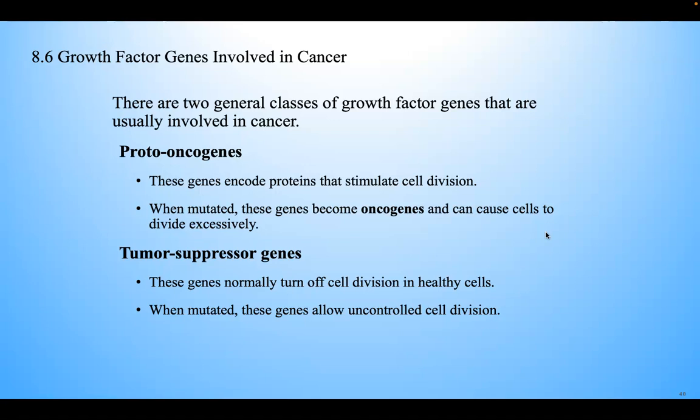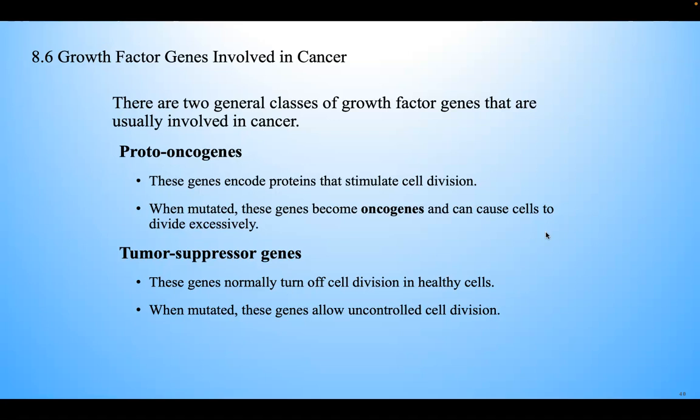There are typically 2 general classes of growth factor genes that are usually involved in cancer. There's our proto-oncogenes, and these genes are going to encode proteins that stimulate cell division, so our growth factor proteins. And when mutated, these genes become oncogenes and can cause cells to divide excessively. So we're just not getting the right signal. There's no turnoff to that growth factor. They just kept showing up and we just kept making more cells even though we shouldn't have.